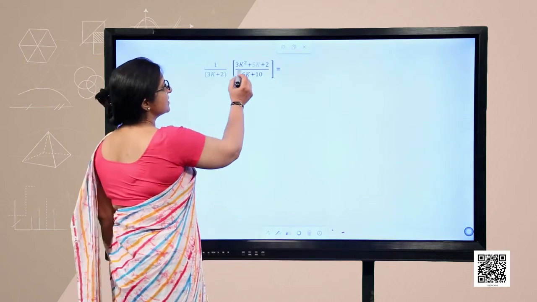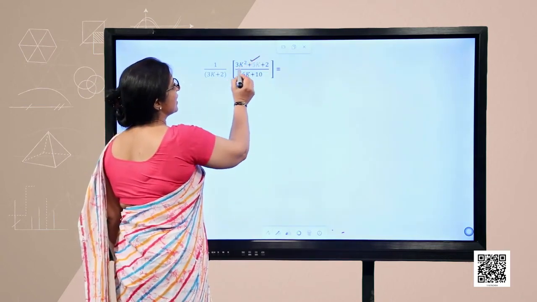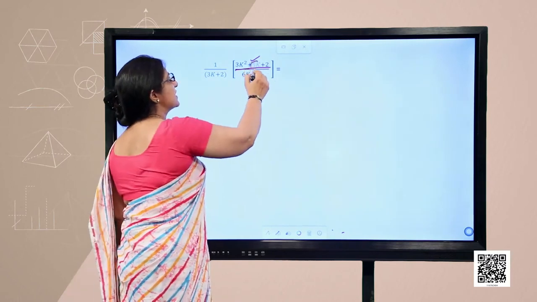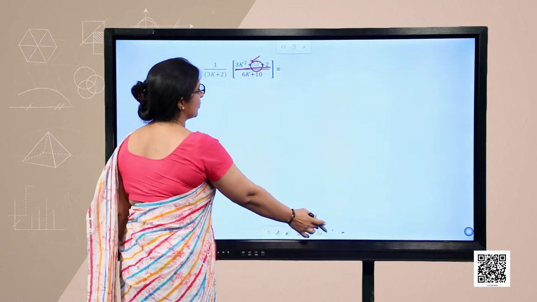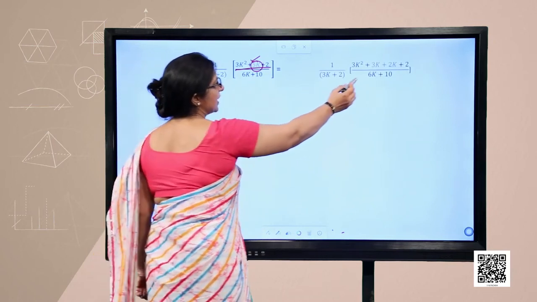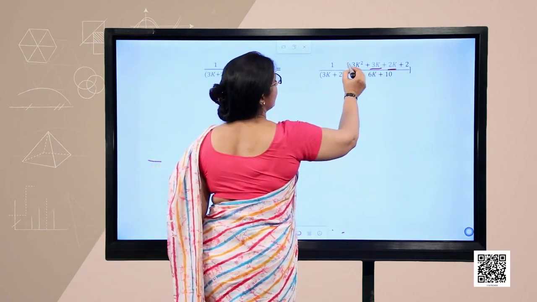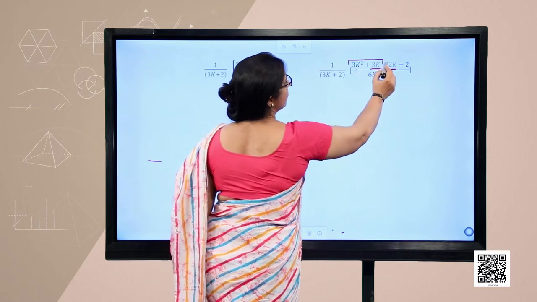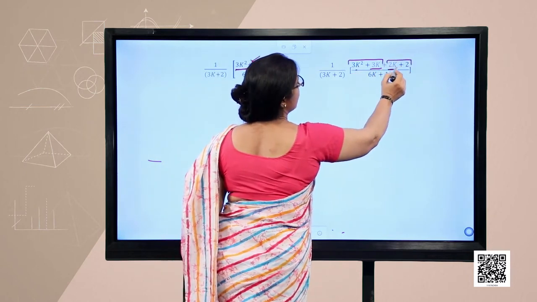Now as you can see in this numerator, we have this quadratic equation, where 5k is the middle term, which can be broken into 3k plus 2k. From these two terms we can take 3k outside, and from these two terms we can take 2 common.